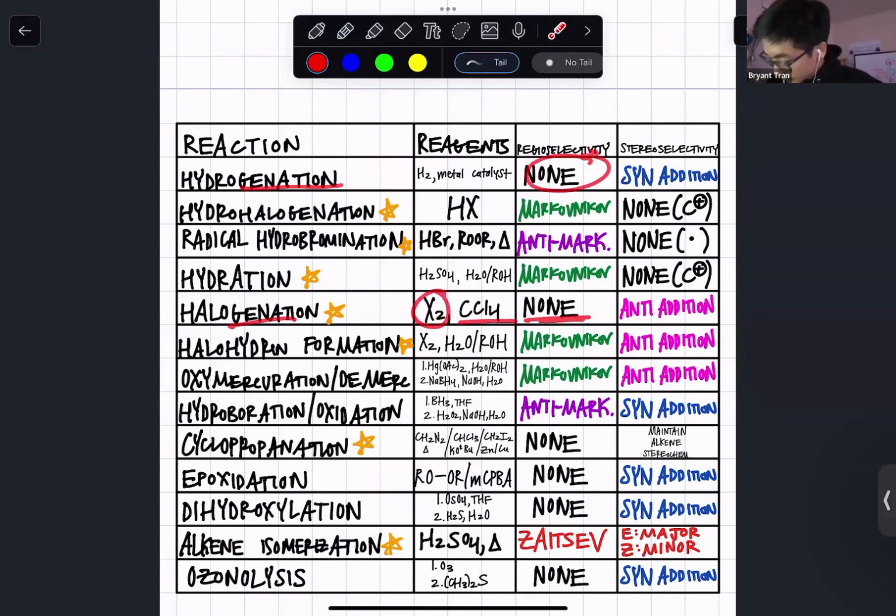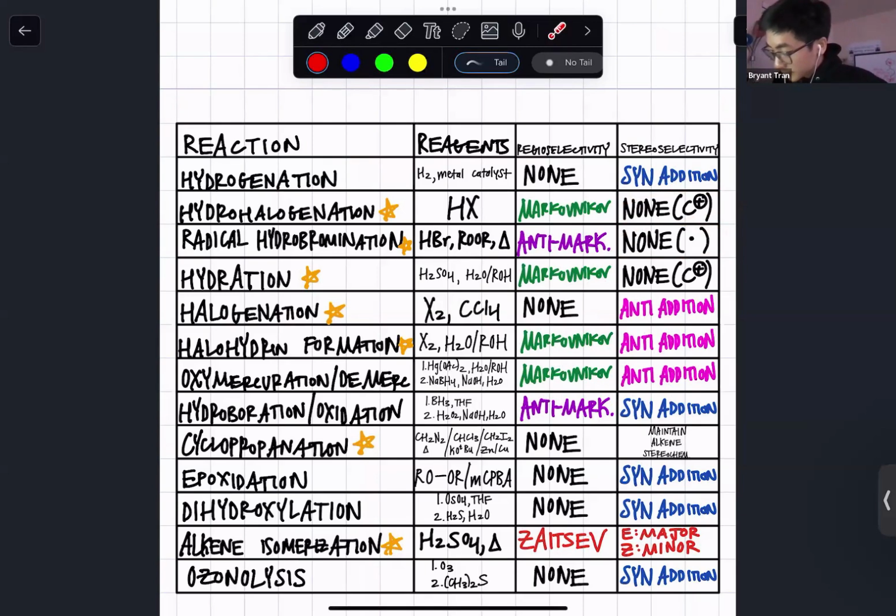Right. But halogenation in solvents like water or alcohol will be Markovnikov addition, because we're adding water or alcohol on the more substituted side, right? Because that nucleophilic solvent attacks the more substituted side of the halonium ring, like a bromonium ring or chloronium ring. Right. When you see none for syn addition here, think of that as both syn or anti addition, right?